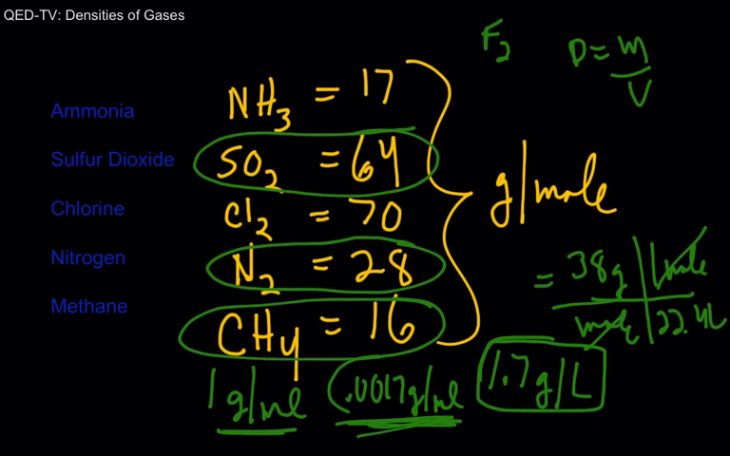The gases clearly are less dense than water. But if you want to find the density of a gas at STP, just take the molar mass of it and divide it by the molar volume. And hopefully that helps you understand about the density of gases.